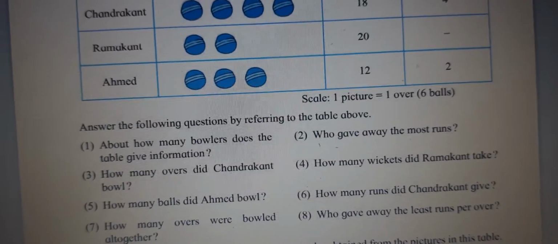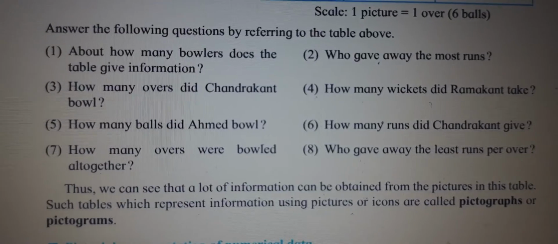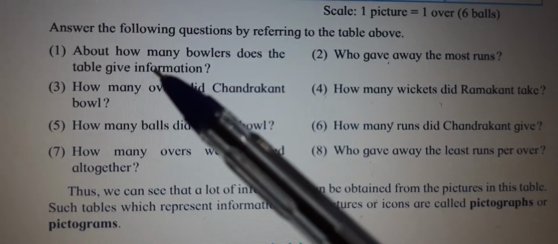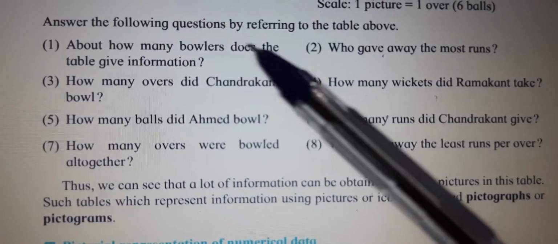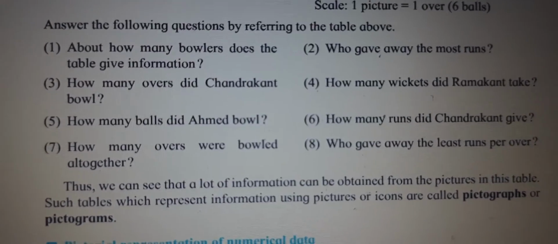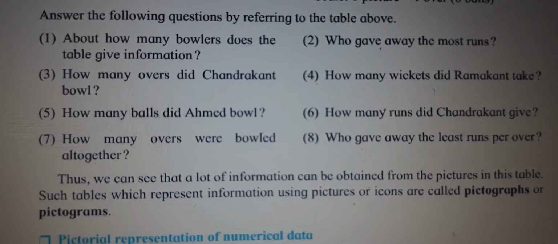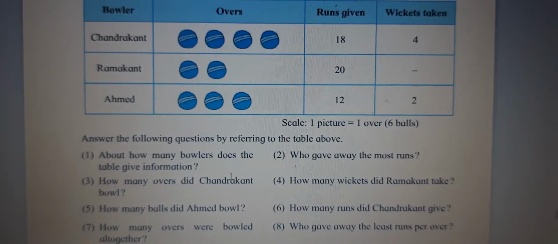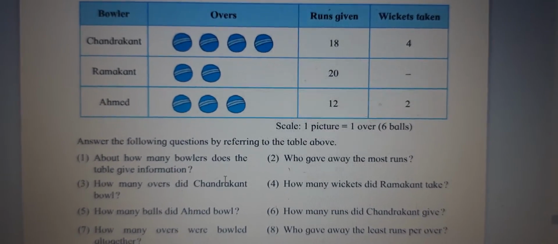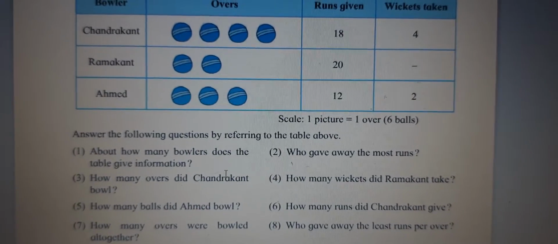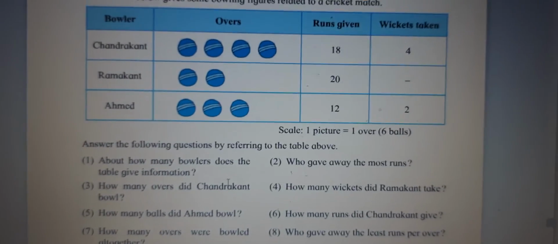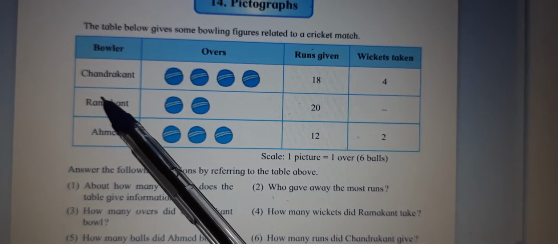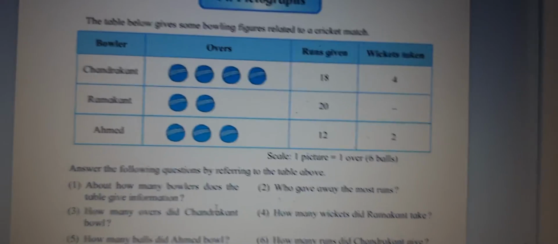So let's read the questions and understand. Answer the following questions by referring to the table above. The first question: about how many bowlers does the table give information? I repeat the question, children. About how many bowlers does the table give information? 3 bowlers. Very good. Who gave away the most runs? Chandrakant? Ramakant. Good, very good.